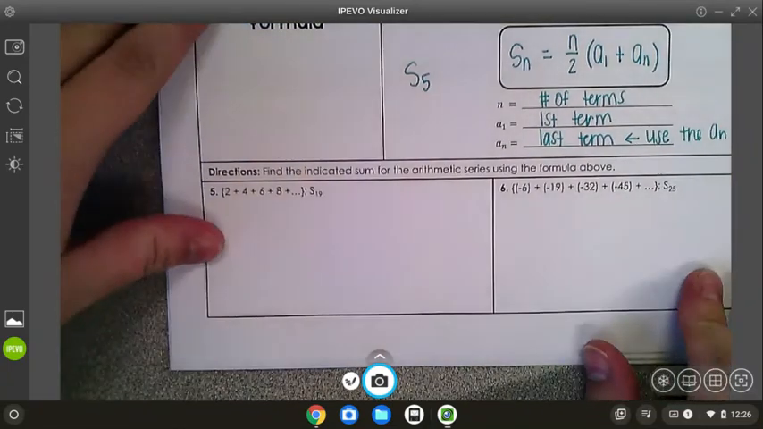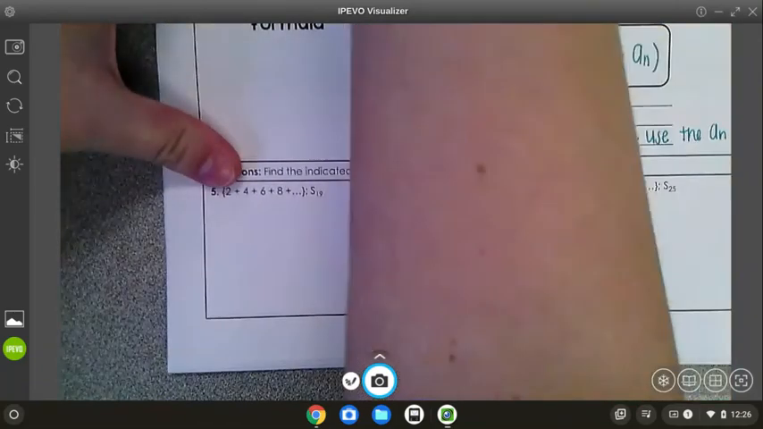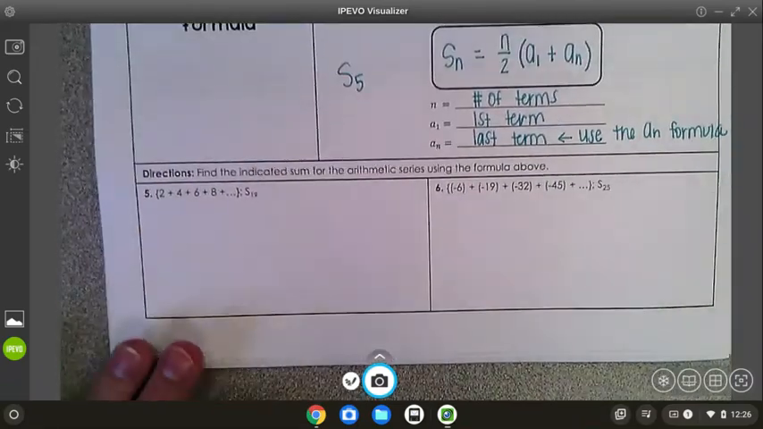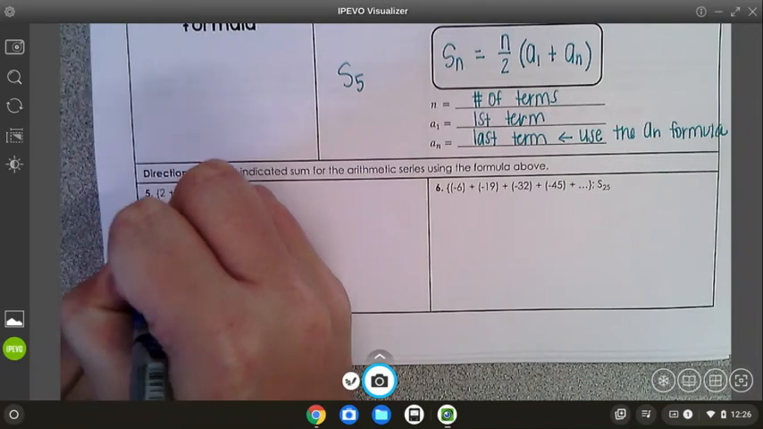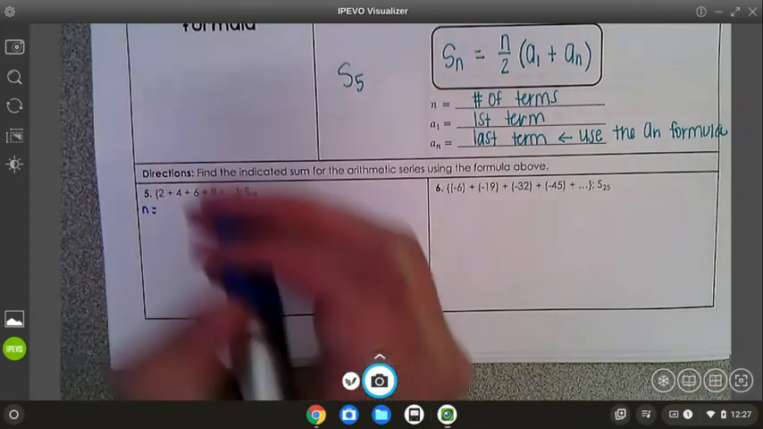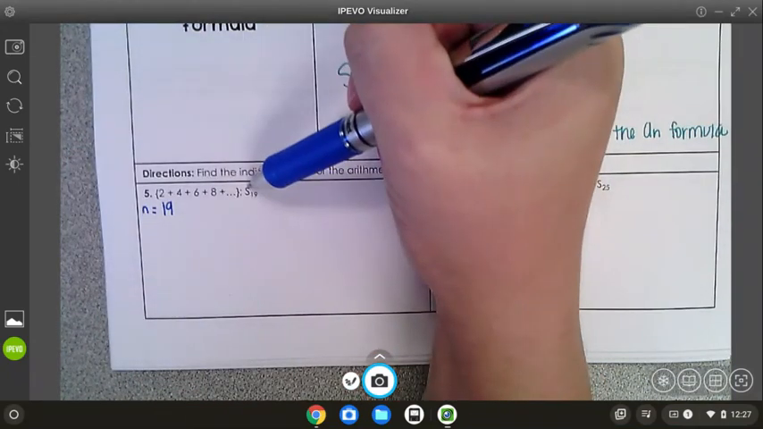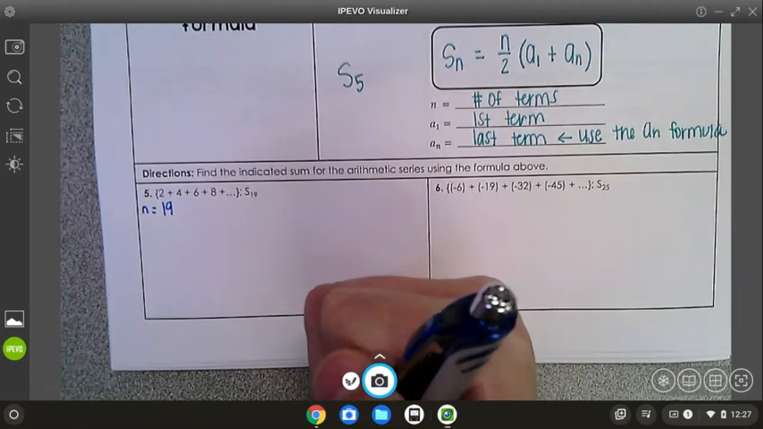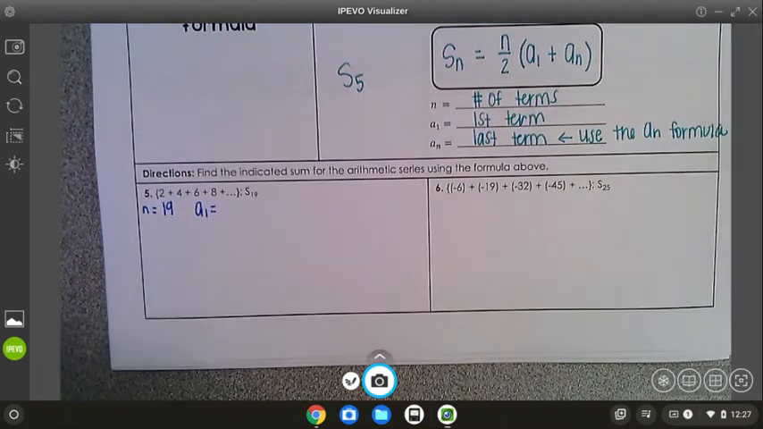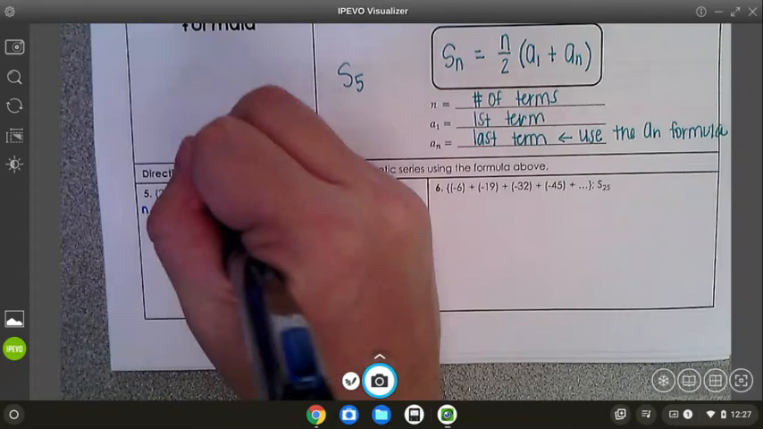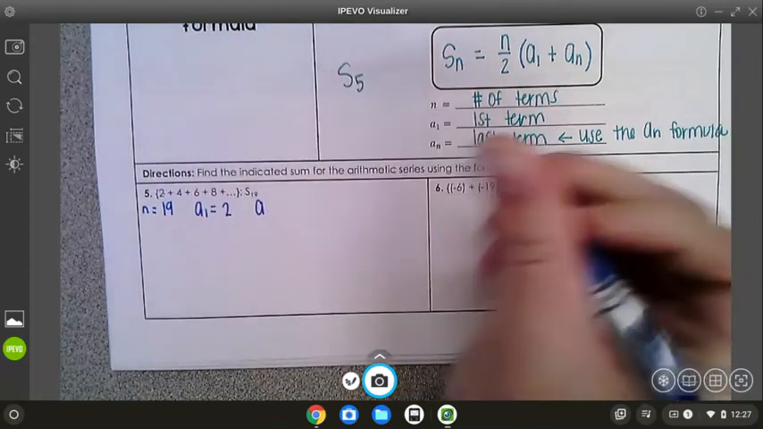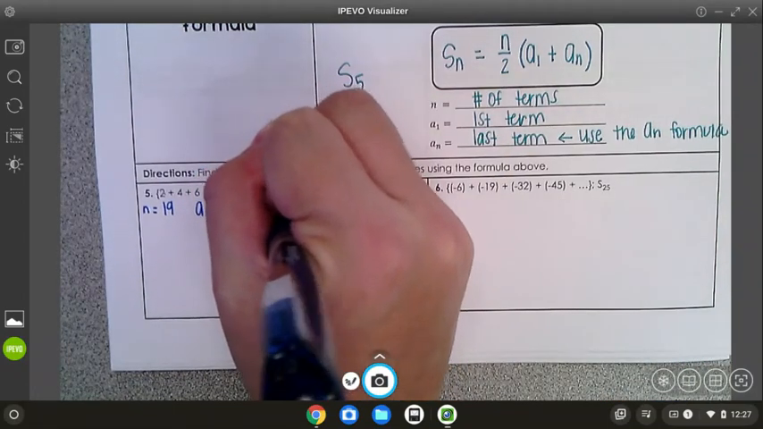So let's look and see what pieces of the formula we've got. Okay. So let's see. N. Well, N is going to be what? It's 19, because we're finding the sum of the first 19 terms. A1. What is A1? It's 2, first term. And then I have to find An, or in this case, A19.